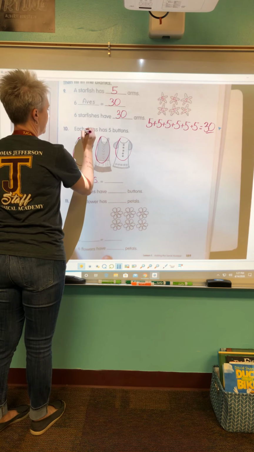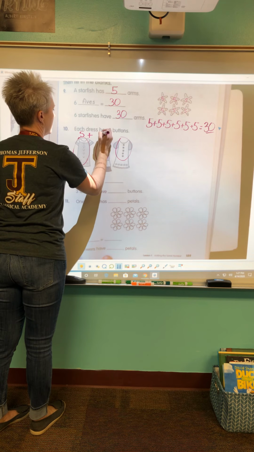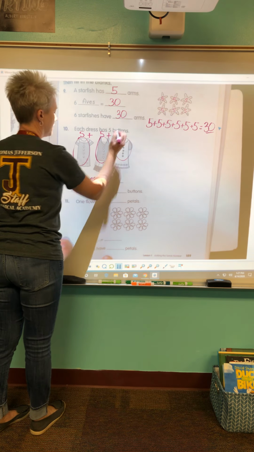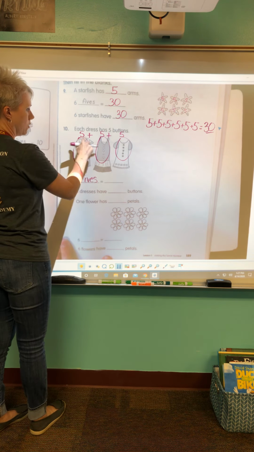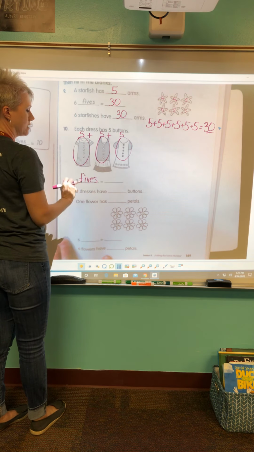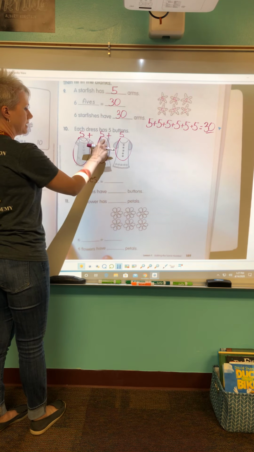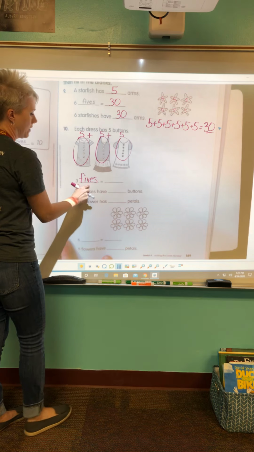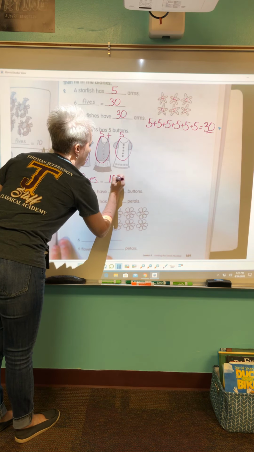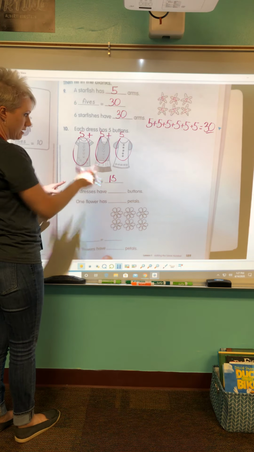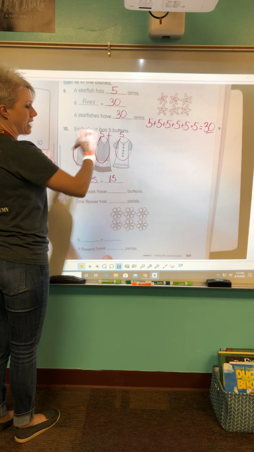That's the same thing as saying 5 plus 5 plus 5. 3 fives. 1, 2, 3. I have 3 fives. Let's count. 5, 10, 15. 3 fives equals 15. And that's the same thing as writing 3 fives and adding them up.